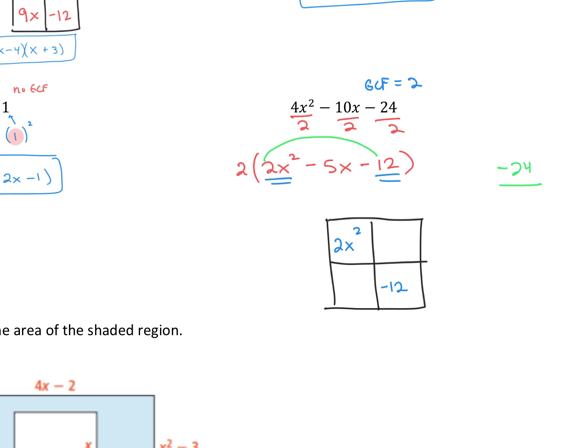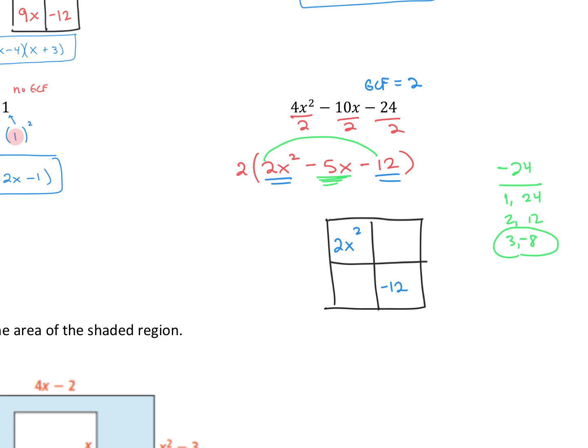And we want factors of negative 24 that add up to negative 5. So we've got 1 and 24, 2 and 12, 3 and 8, and the 3 and 8 is going to work. But because that's a negative 24, we need one of these numbers to be negative. If we make the 8 negative, now it adds up to this B value of negative 5.